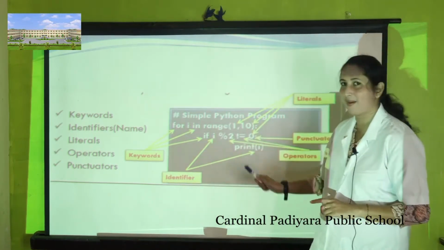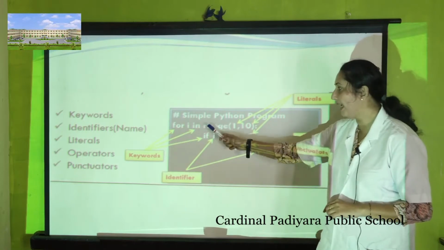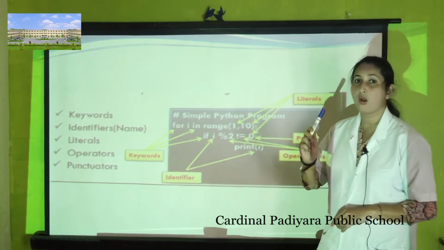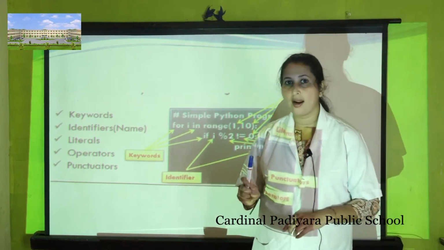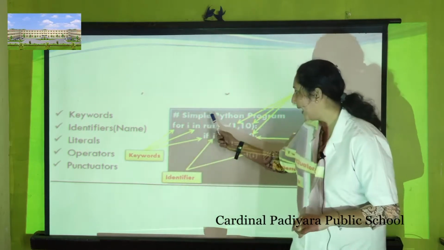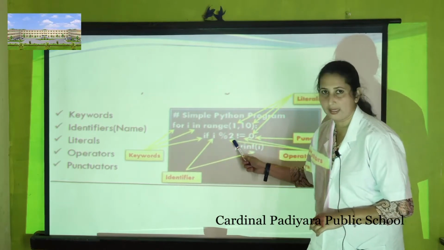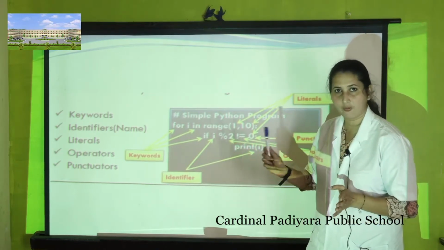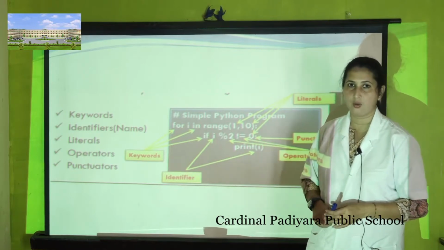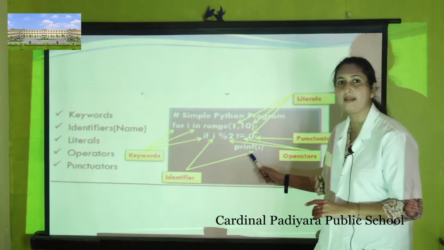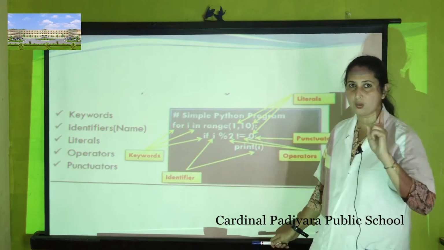That is the program here. You can understand: for I in range from 1 to 10, the value of I is 1 the first time, and then it enters the loop. If 1 mod 2 not equal to 0, yes, it is correct. That value is 1 itself, so you have to print that value. Print I means the value printed is 1.